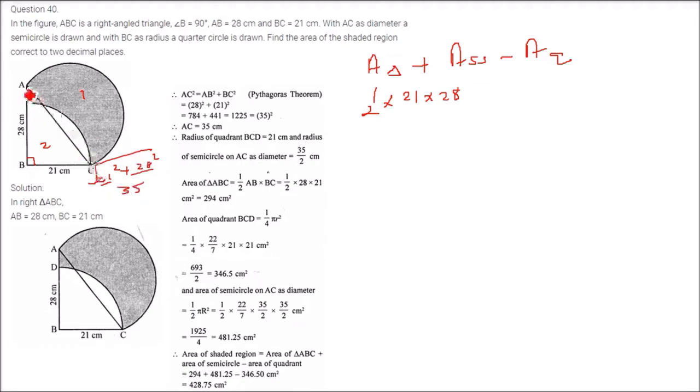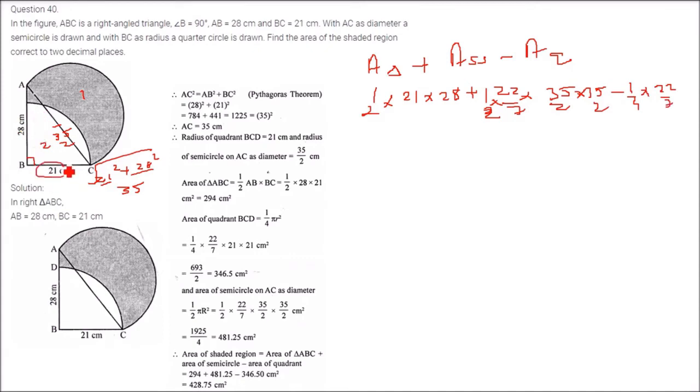So 35 is the diameter. What is the area of this? Pi r square by 2. So it will be half of 22 by 7 into 35 by 2 into 35 by 2, because 35 is the diameter, so we have to find the radius, which will be 35 by 2. Now we have to subtract what? The area of this quadrant. So the area of the quadrant will be what? It will be 1 by 4 pi r square, theta by 360 into pi r square, where theta is 90 degrees. So we have to subtract 1 by 4 into pi into r square.